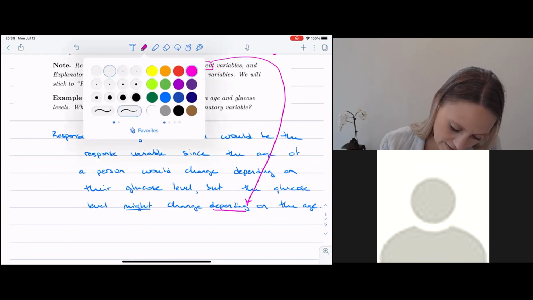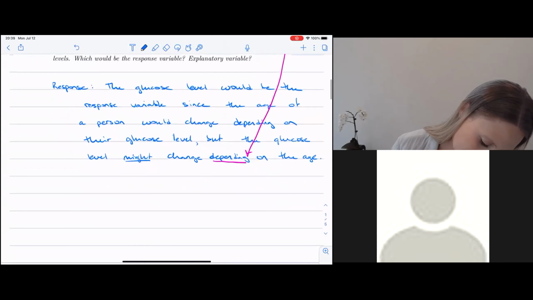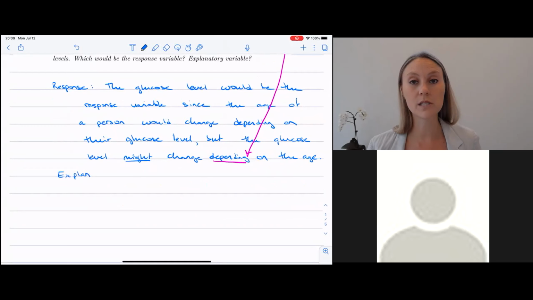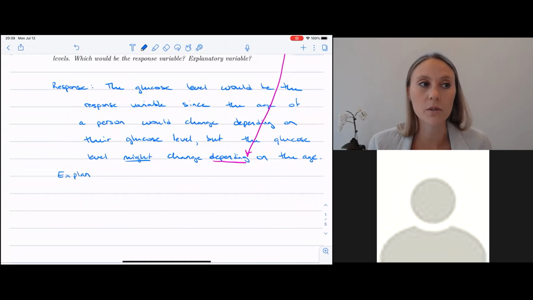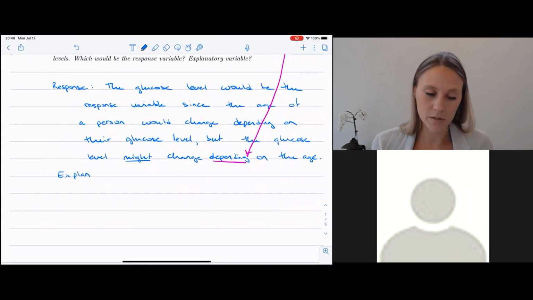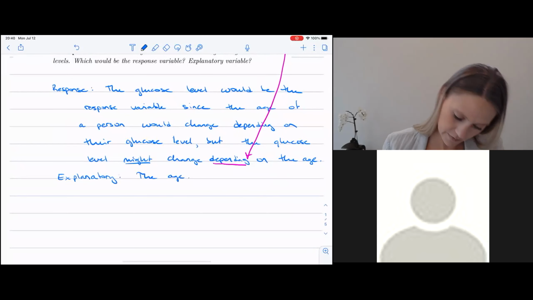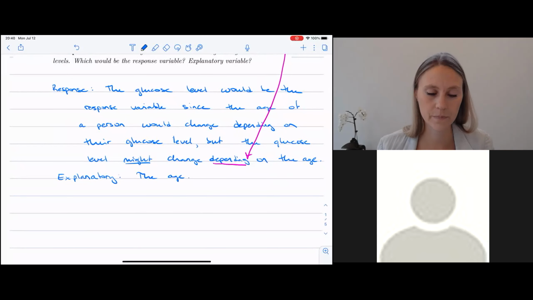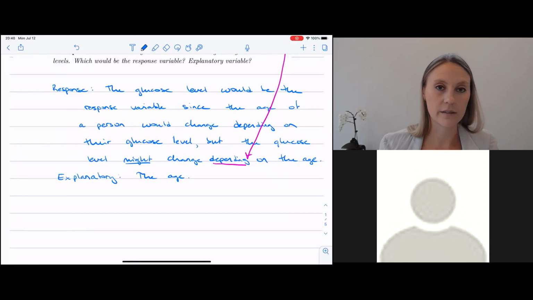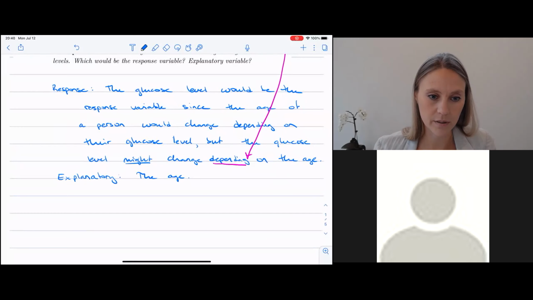And so of course, then the explanatory variable would have to be the age. Once you've decided which is the response variable, you might have more than two variables, but there's only one response variable for each study, and then everything else would be an explanatory variable. So the explanatory would be the age. Okay. Good.